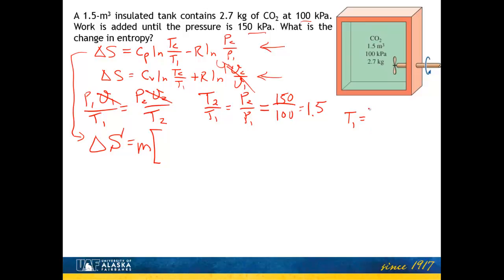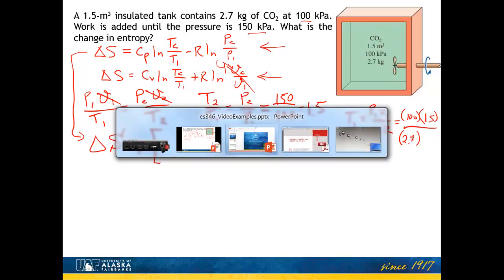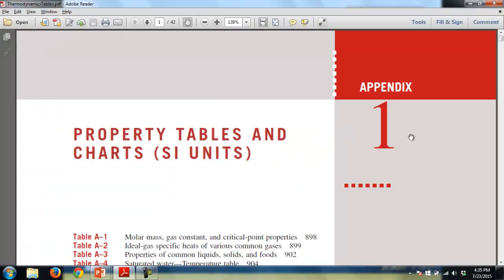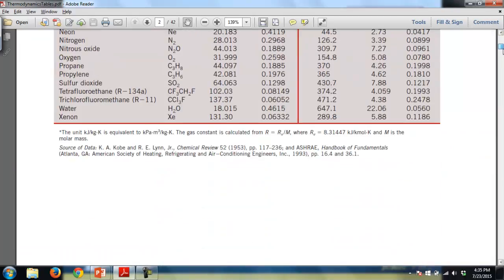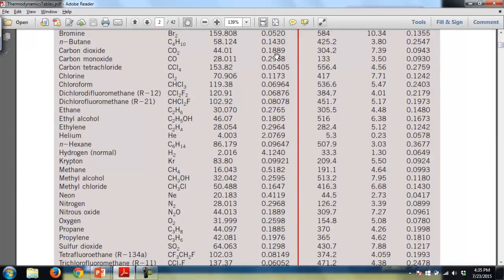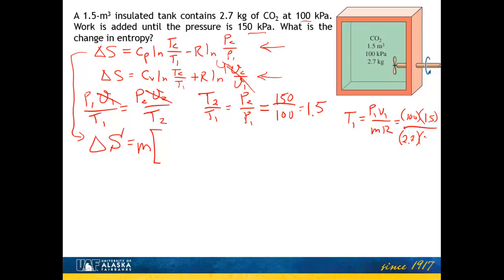We're given more information at the initial conditions. So we have P1 V1 over M and R, and that's going to be equal to 100, 1.5 cubic meters, and the mass is 2.7, and now I need to get a value of R for CO2. So let's go to our tables, and scroll down to find the value of R for CO2. I see it right there at 0.1889. So this value here is going to be 0.1889. Sorry, that's getting kind of crammed over there. And this number right there is equal to 294. This is an absolute temperature, so that's Kelvin.